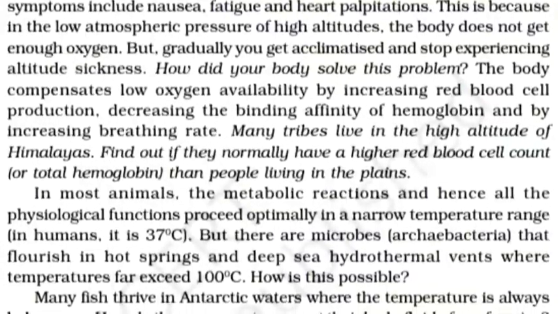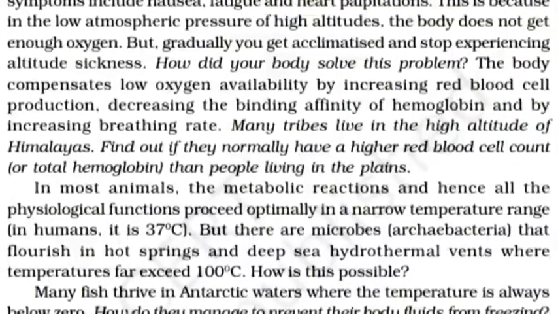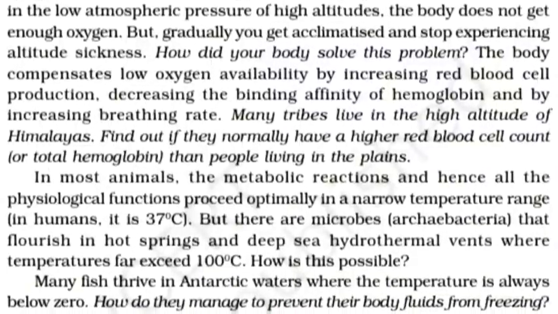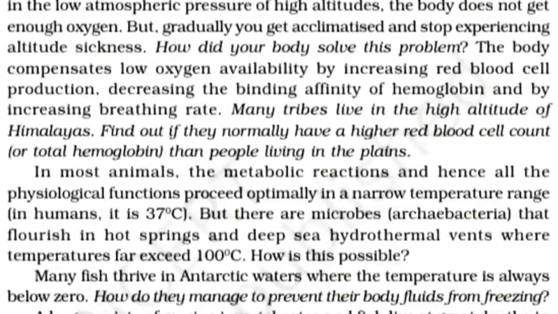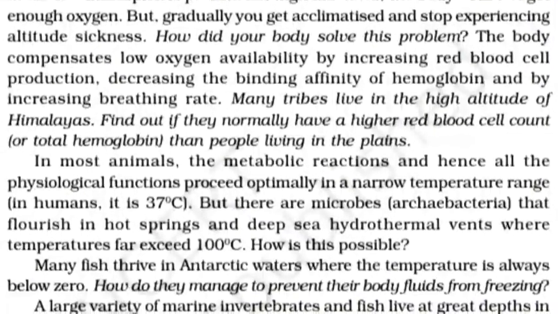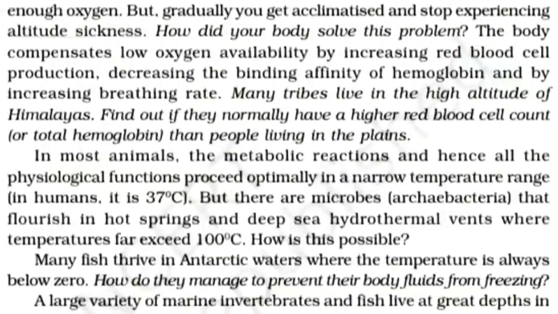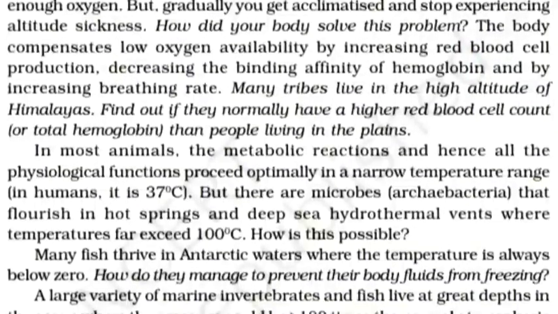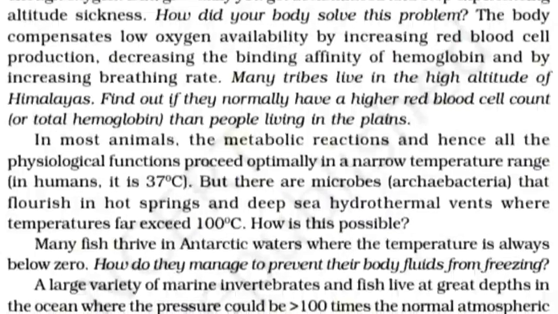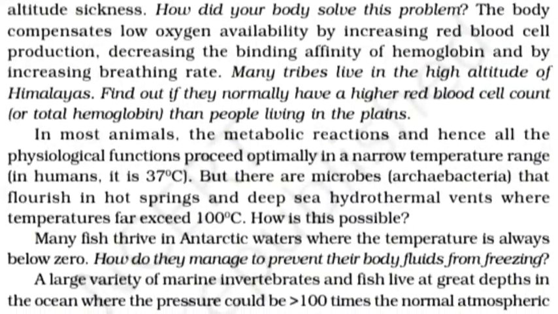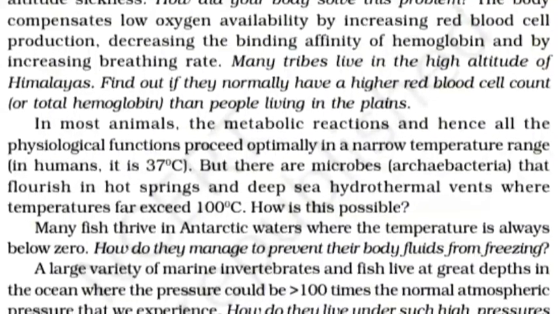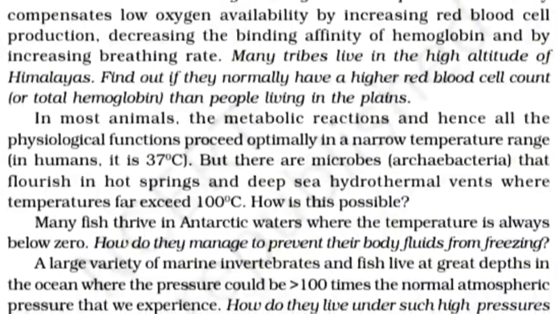How did your body solve this problem? The body compensates for low oxygen availability by increasing red blood cell production, decreasing the binding affinity of hemoglobin, and by increasing breathing rate. Many tribes live in the high altitude of the Himalayas. Find out if they normally have a higher red blood cell count or total hemoglobin than people living in the plains.